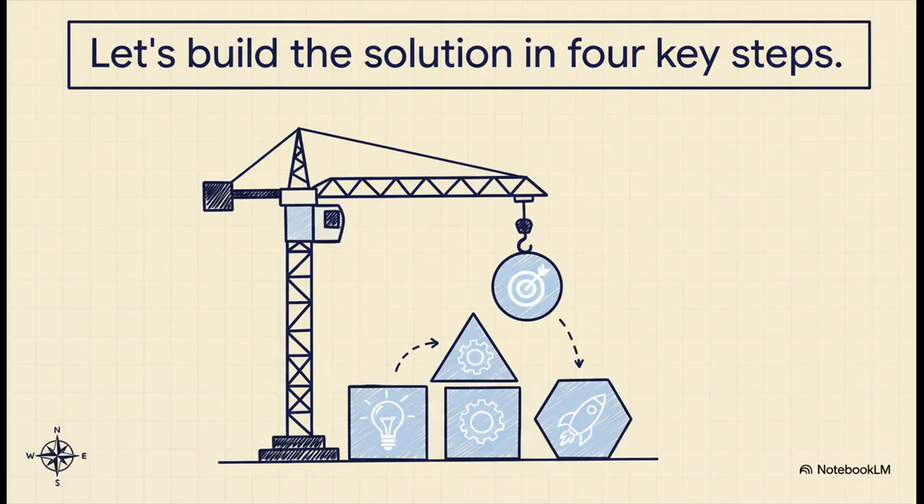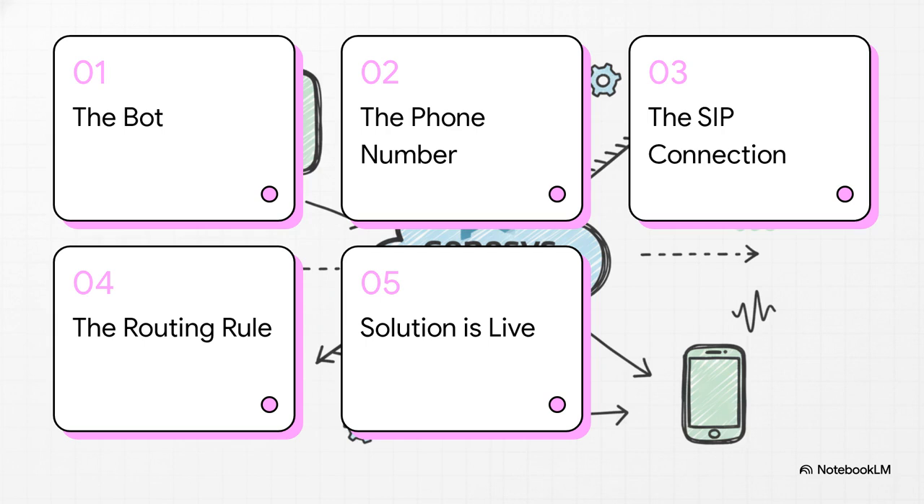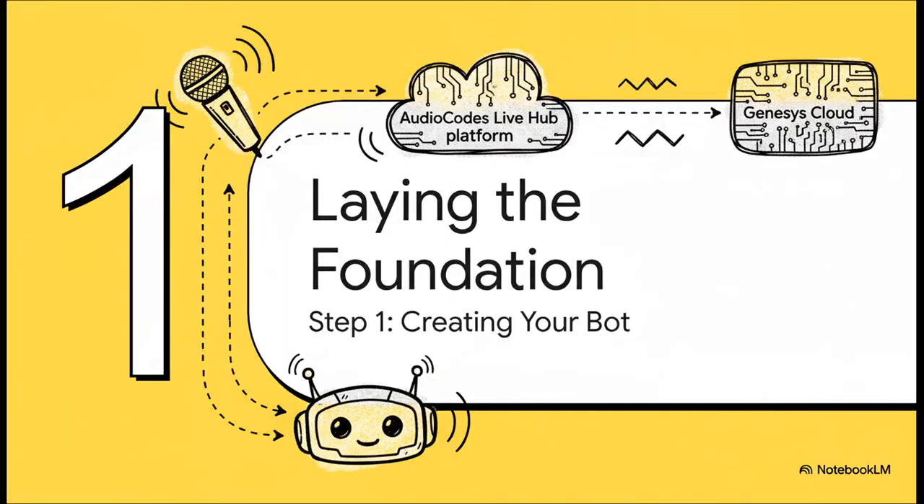Let's think of this like a construction project. We're not just talking theory here. We are actually going to build a complete, working call flow right from the ground up, piece by piece. So here's our game plan for today. First up, we'll lay the foundation by getting our bot set up. Then we'll give it a phone number so people can actually call it. After that comes the really crucial part, building that SIP connection to Genesys. And we'll wrap it all up by programming the rules that tell the calls where to go. Okay, let's dive right in.